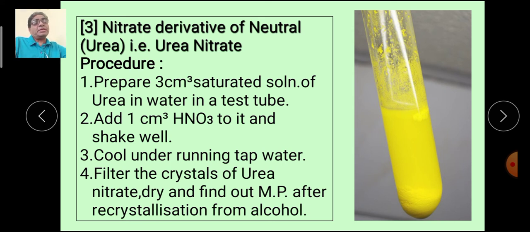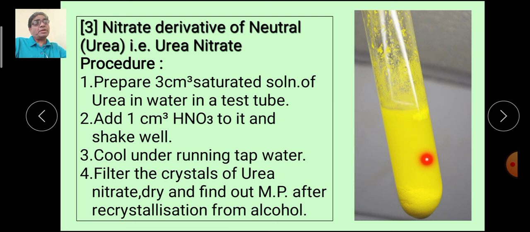The second derivative of urea is the nitrate derivative, known as urea nitrate. Again, the procedure includes preparation of a 3 cc saturated solution of urea in water. You have to first prepare a saturated solution of urea in water and then add 1 cc of concentrated nitric acid to it and shake well. After adding the nitric acid, nitration takes place and the nitro derivative is obtained, which you get after cooling the test tube under running tap water.